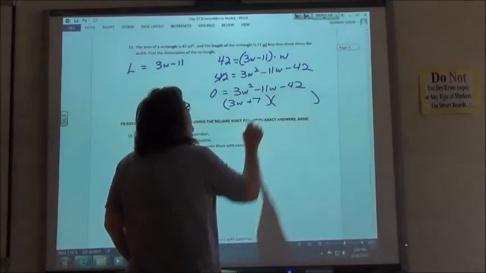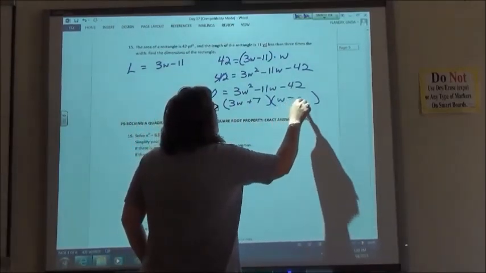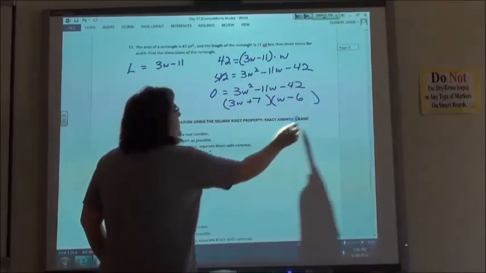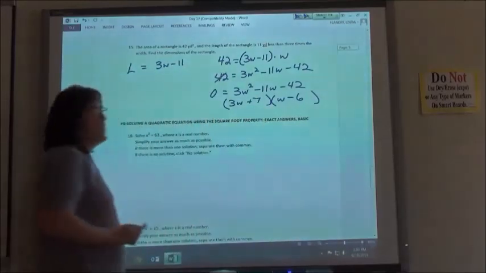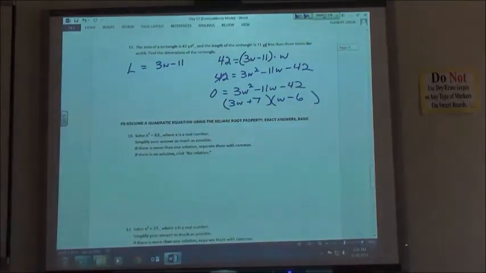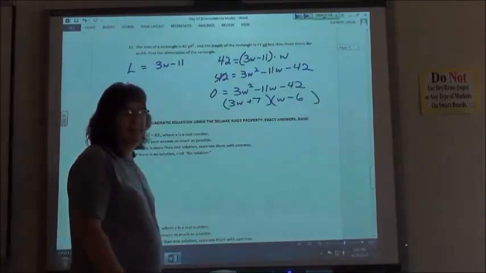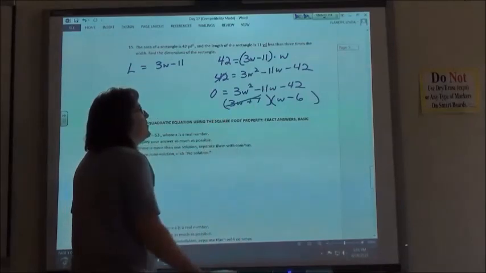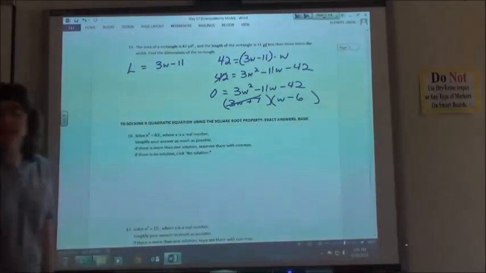W plus 7, and W minus 6. That gives me negative 18 plus 7, which is negative 11 in the middle. And which one of those won't give me a solution? The one with the plus sign. So this is the only one that's going to give me a solution. That one's easy to solve.